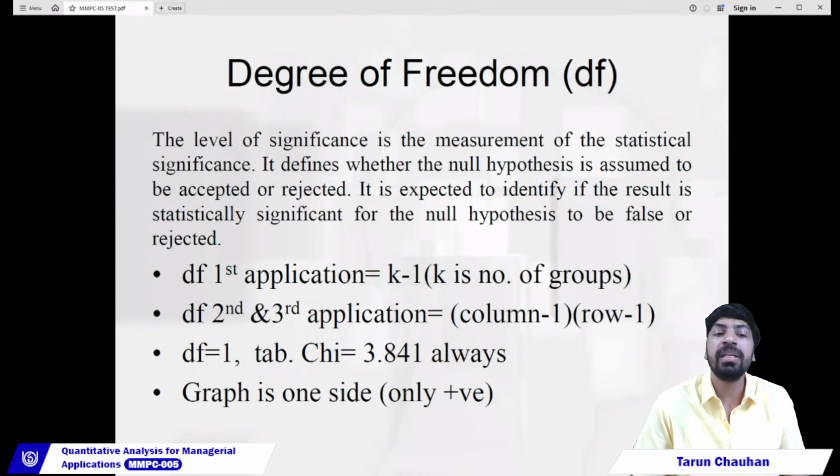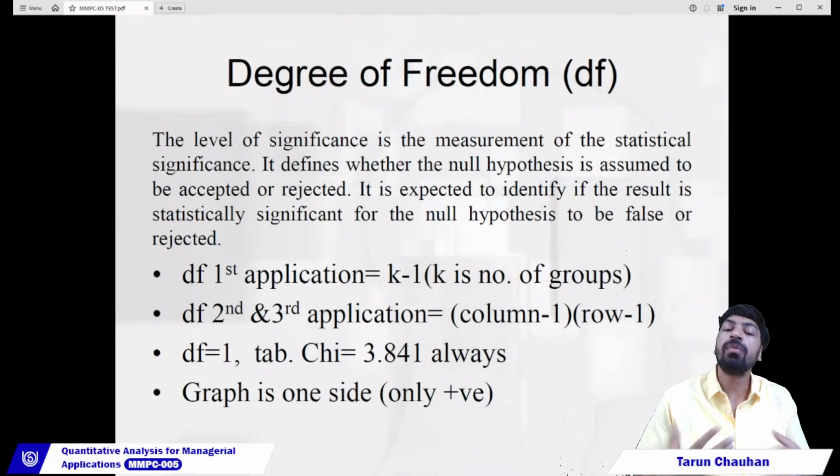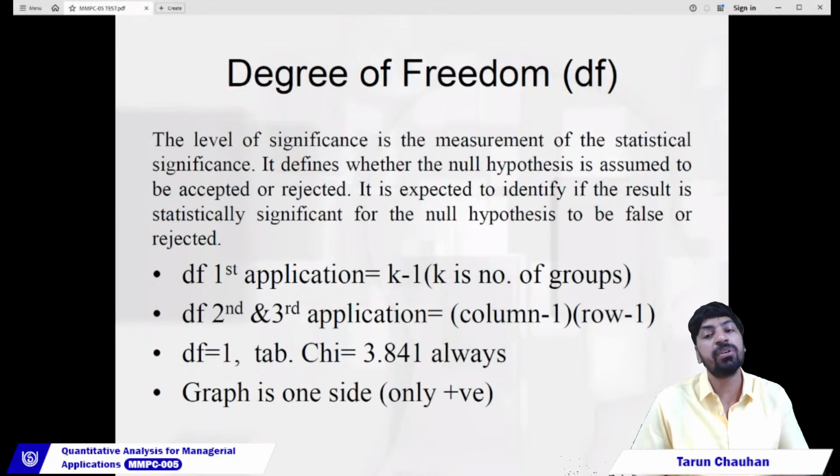So when we talk about the df, the first application means the first category of data, where counts of data or the values of the data will be indicated. Then the degree of freedom will be calculated as k minus 1. K is the number of groups. It could be multiple groups, 1,000 groups, or 100 groups as well. So to calculate the df, if it is 100 groups, then 100 minus 1, it means 99. If a set of 50 values has been given, then k is 50.